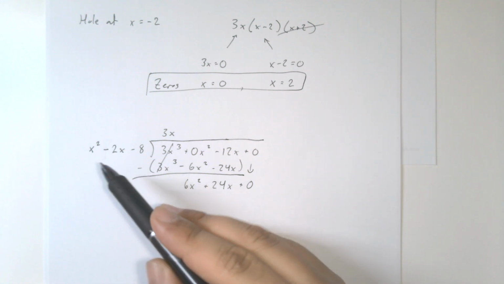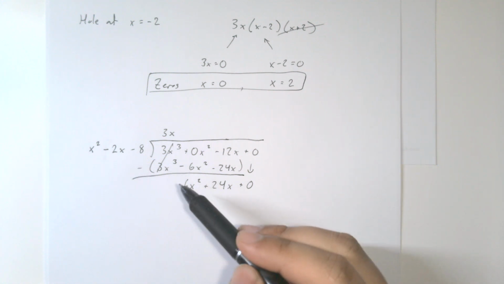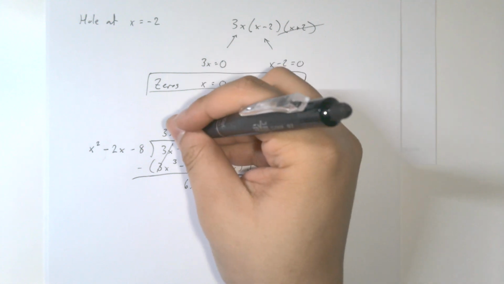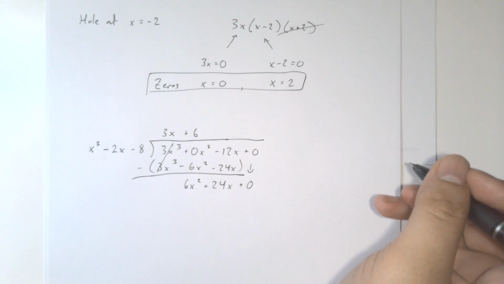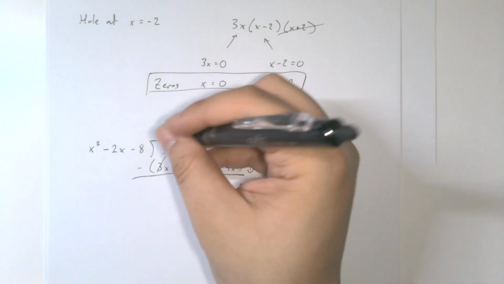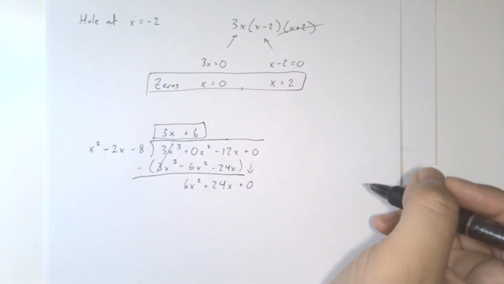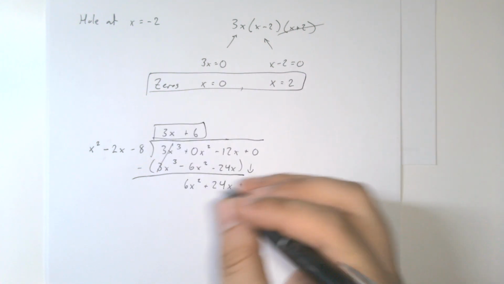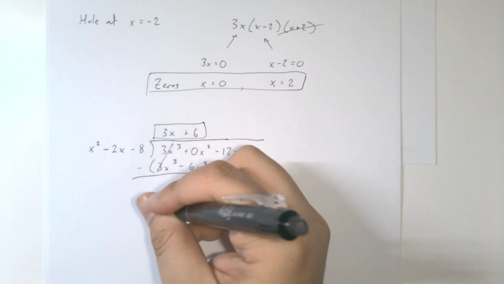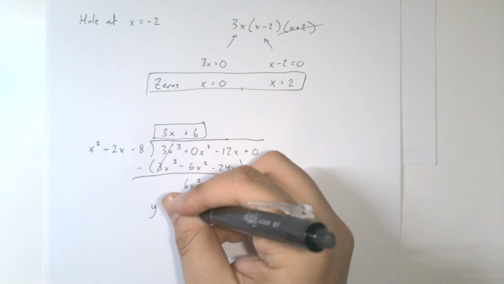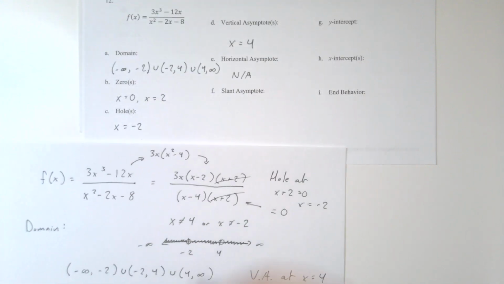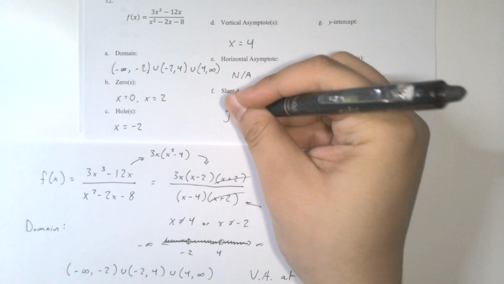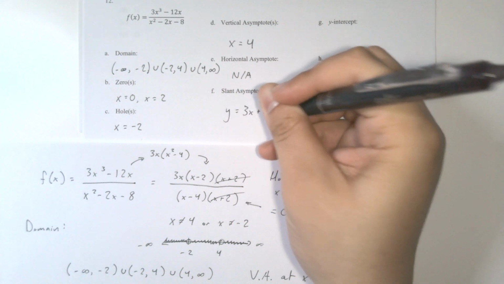And then we repeat. We ask ourselves, x squared times what gives us 6x squared? That would be plus 6. And we can continue our polynomial long division, but it won't be necessary because this right here is going to tell us our slant asymptote. And so our slant asymptote is given by y is equal to 3x plus 6. So slant asymptote, y is equal to 3x plus 6.